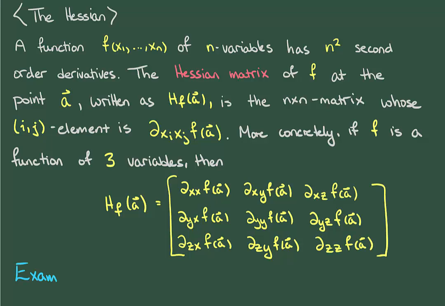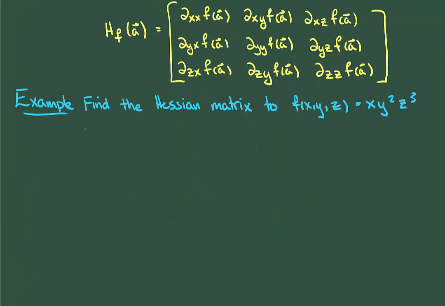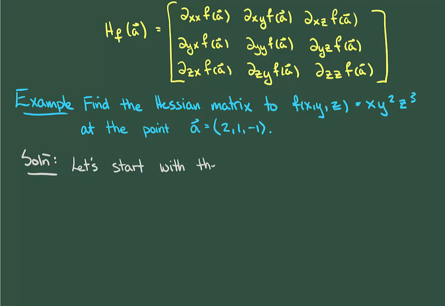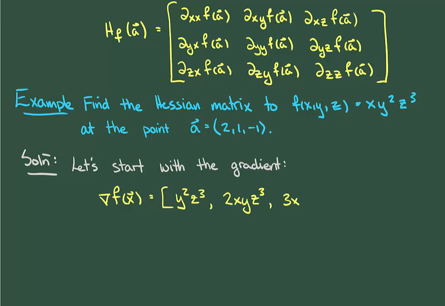As an example, let's actually write down a function and compute its Hessian. In this case, let's use the function xy squared z cubed and evaluate at the point 2, 1, negative 1. First things first, we find the gradient, since we need to know the first-order derivatives to get to the second-order derivatives. Being a polynomial, this isn't too bad to compute. From here, we can now compute the Hessian.